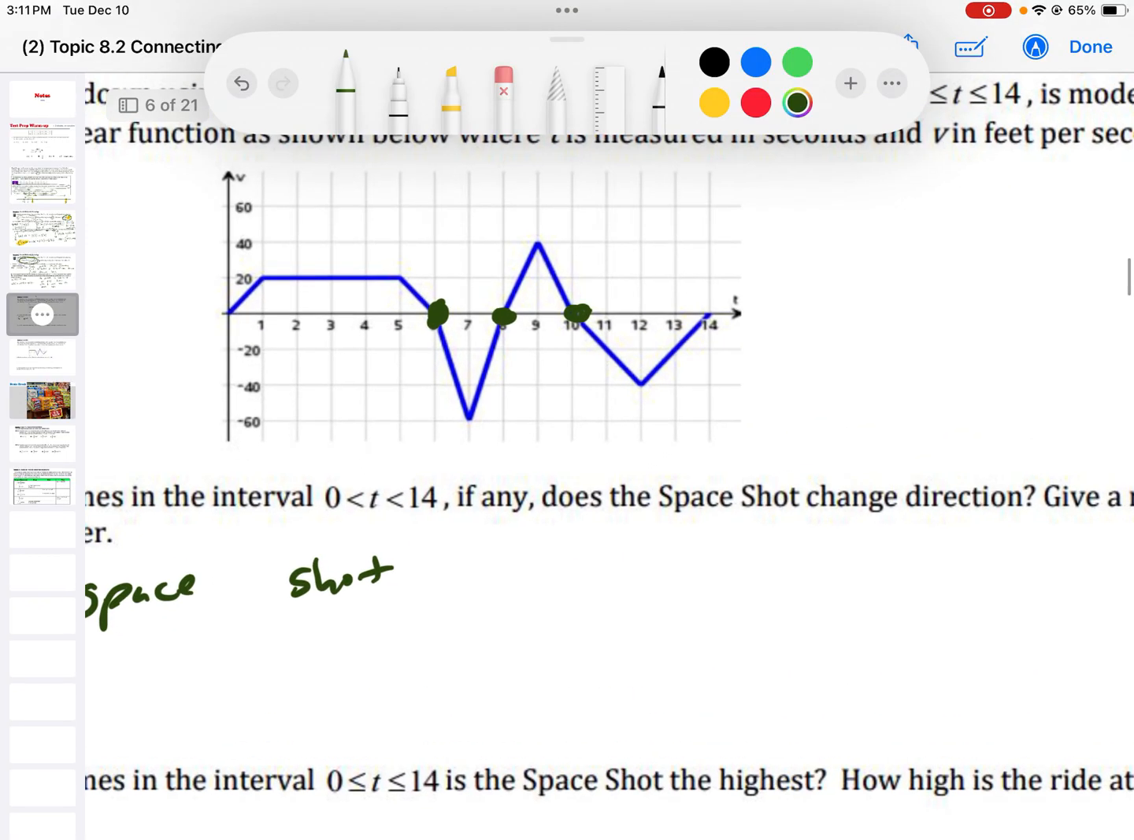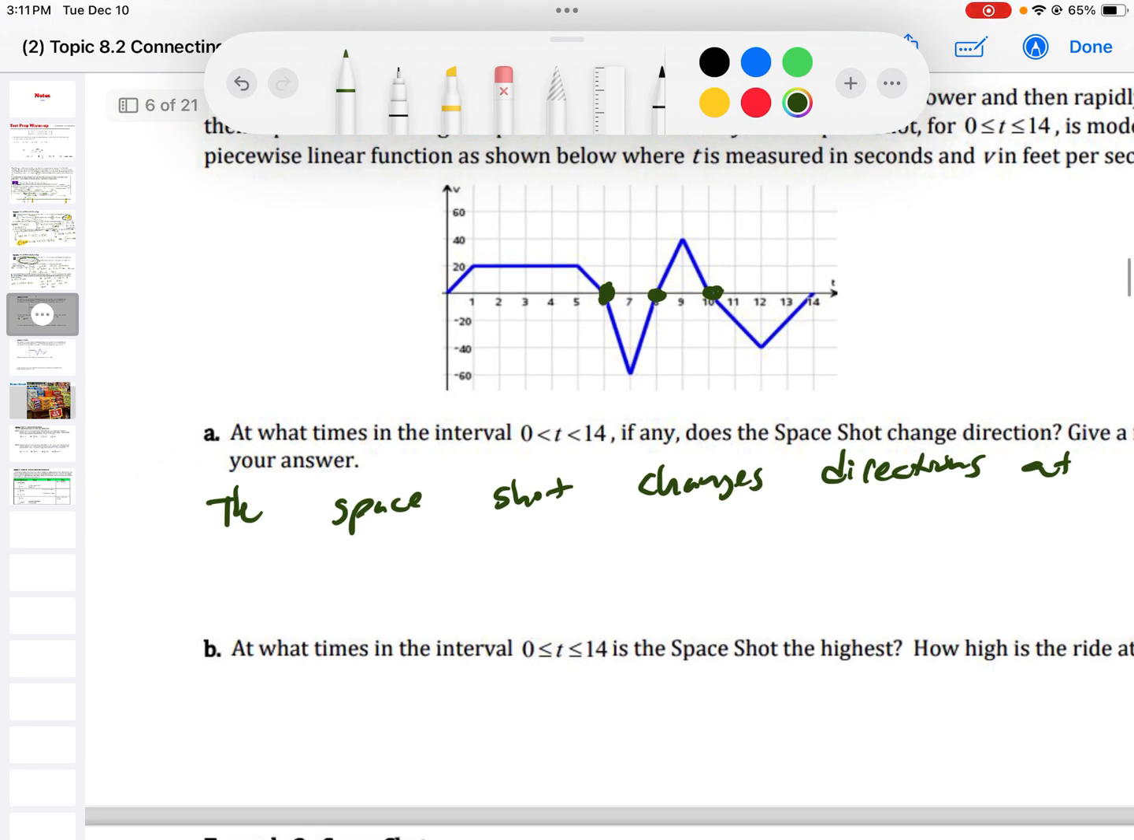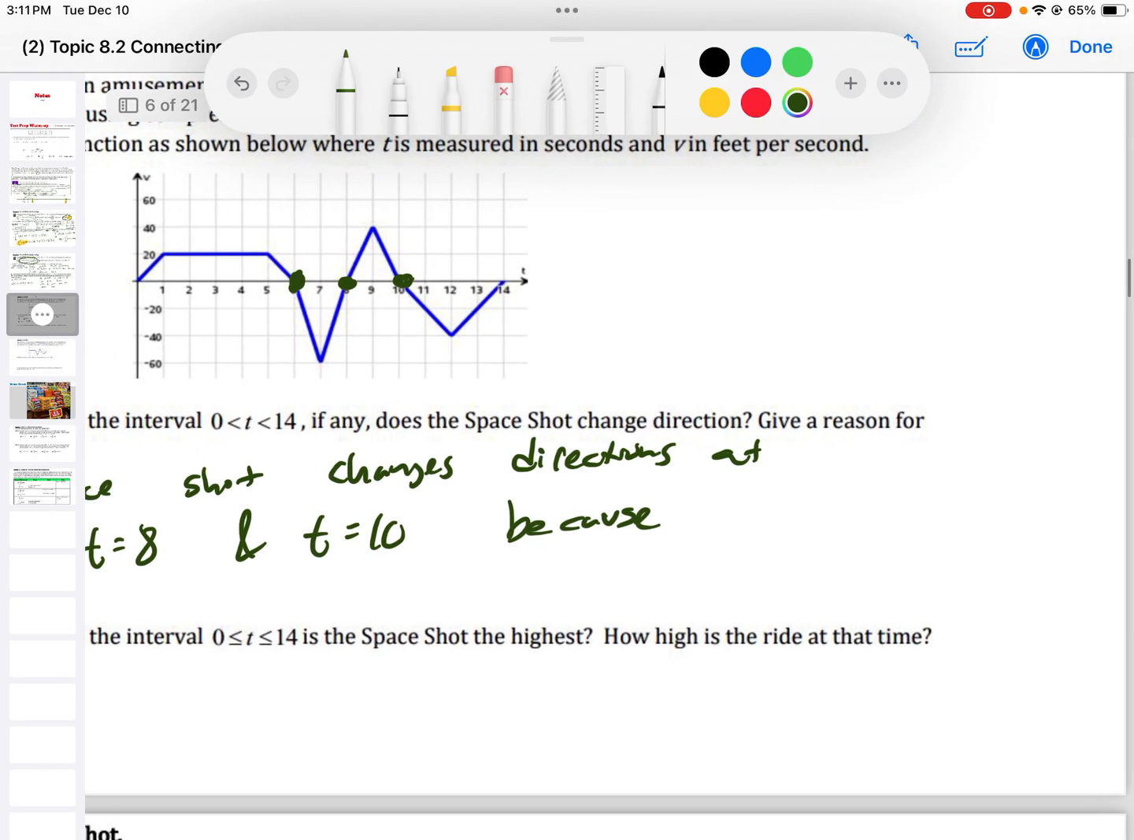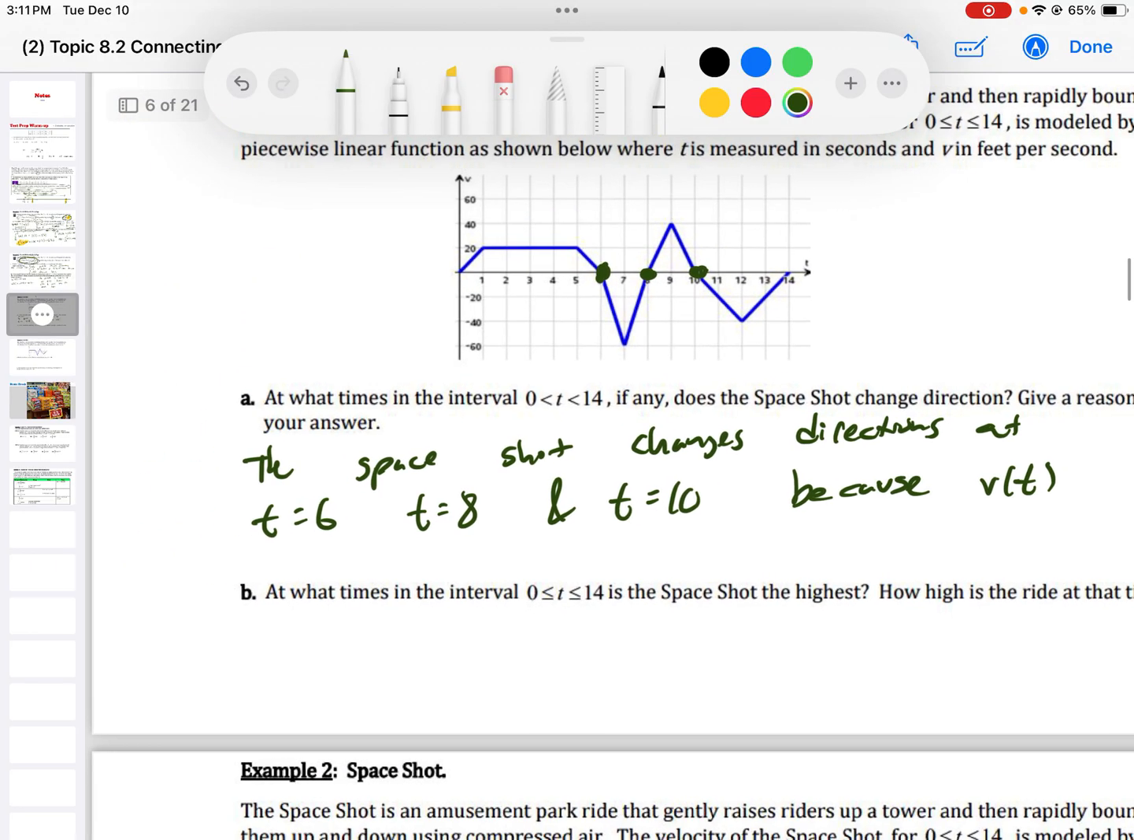So the Space Shot changes directions at t equals 6, t equals 8, and t equals 10. And the reason is because v of t changes signs. You could say something about it crosses over the x-axis. I mean, that's fine. If you say v of t changes signs, you understand the calculus.